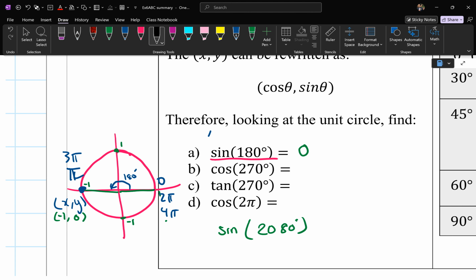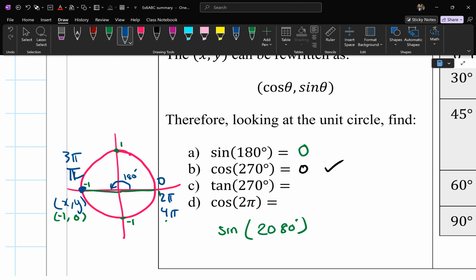Let's test your understanding now. What is cos of 270 degrees? Let's go with Ryan. 0. That is correct. Again, we can see 270 degrees is right here, and right at that point, x coordinate is 0, y is -1. What is tan of 270 degrees? Let's go with Rango.